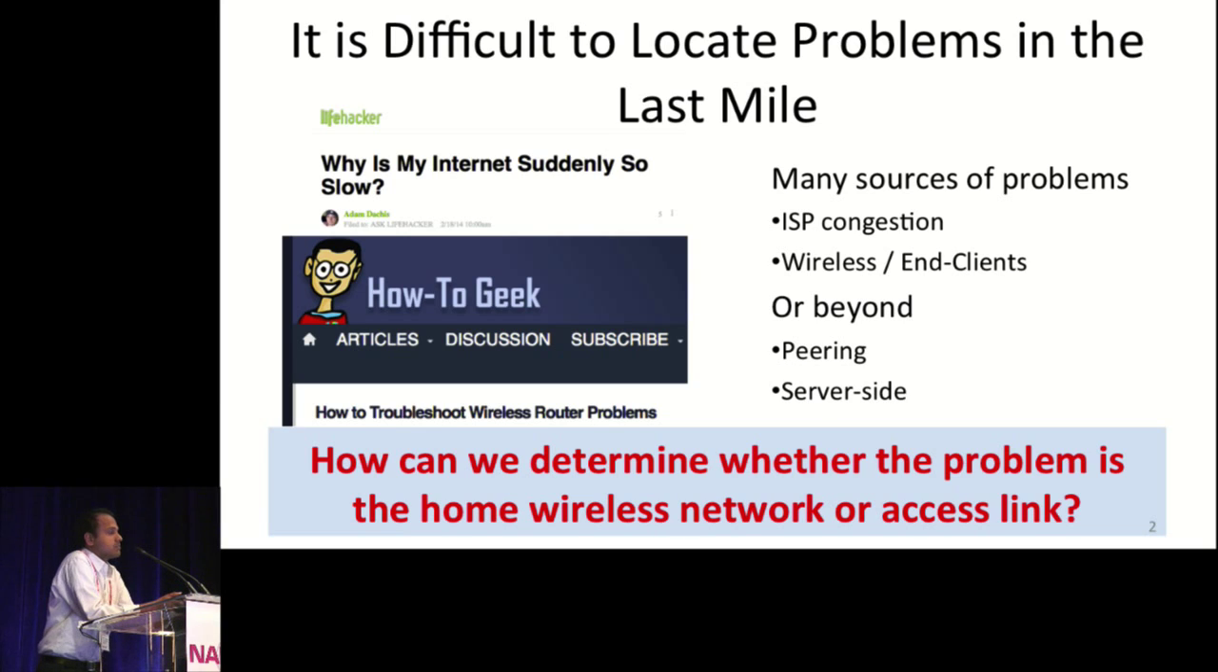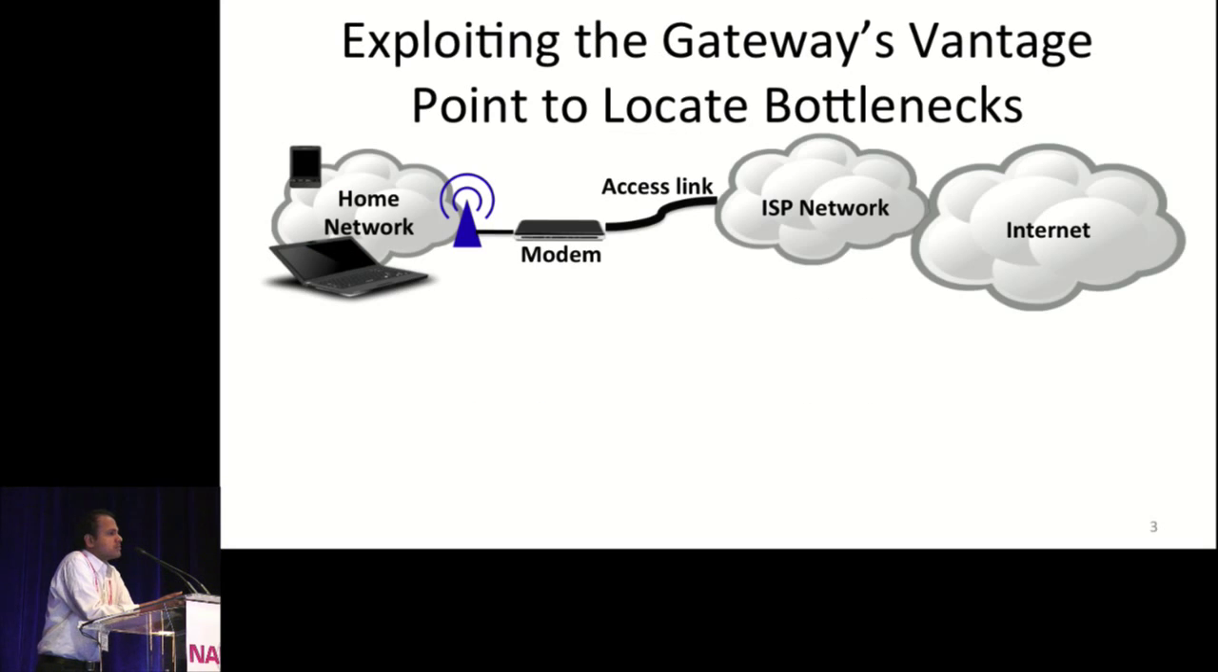We focus on the last mile in this work, and we ask, how can we determine whether there is a bottleneck in the last mile? And if there is, whether it's the home wireless network or the access link that's causing the problem. You can think of multiple ways in which you can try to approach this problem.